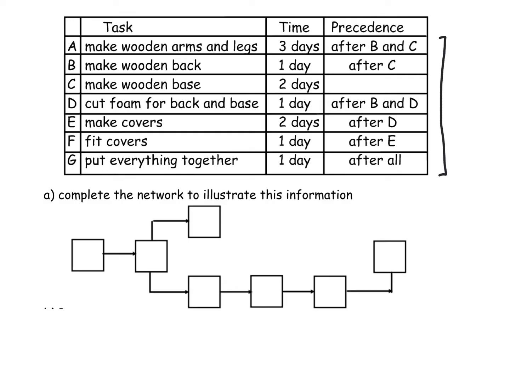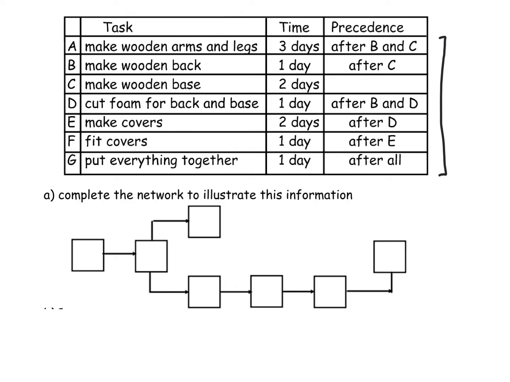So, for example, the making the wooden arms and legs, that's got to be done after B and C. Sometimes in this one, it doesn't say after, but it will tell you what the preceding tasks are. And the preceding task in that case would have been maybe like something else. So let's have a look.